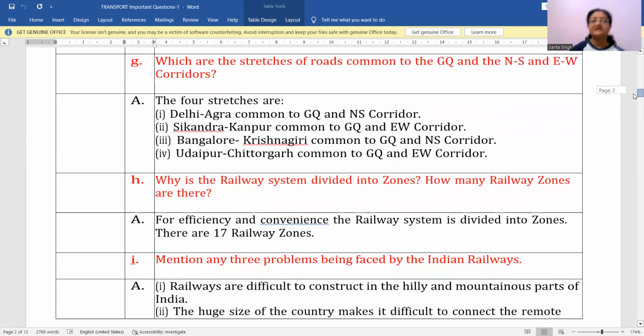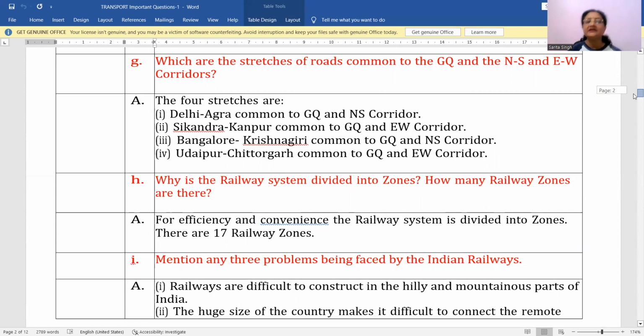Okay, why is the railway system divided into zones? How many railway zones are there? This is an important thing to know for efficiency, because India is a vast country, you know, and इतनी बड़ी कंट्री में अगर हम ये मान के चले कि एक अथॉरिटी होगी जो सारी चीजों को डील करेगी, सारे रेलवे in different parts will be handled together by just one authority, that will be very difficult, right? It needs to be divided in several smaller parts, and for that purpose it has been done.